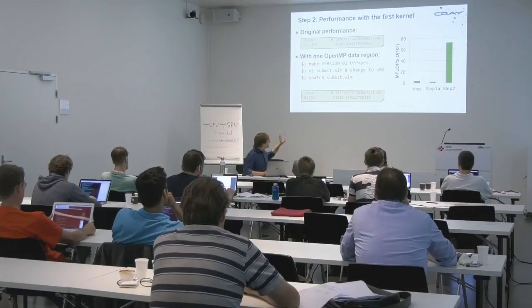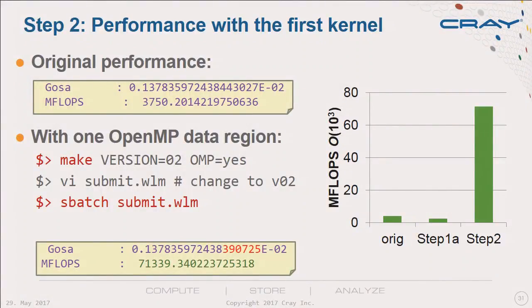So I put that also visually here. That was my original data from the CPU version. I called it now version 2. So version 1A I did here was the one with the data scoping, and now it's 20 times faster, something like that. So we saw a significant improvement of our code. Can we also explain that? Yes, we can.